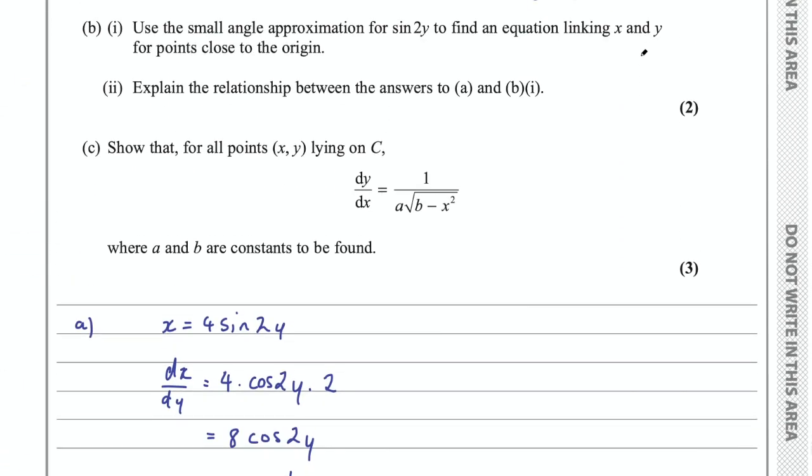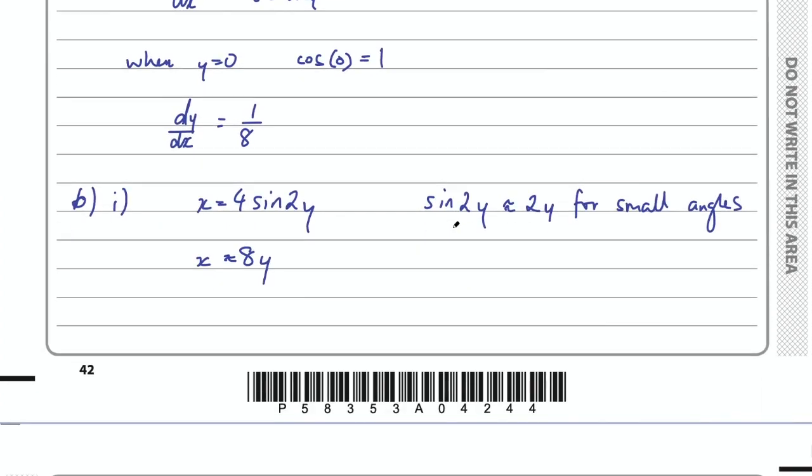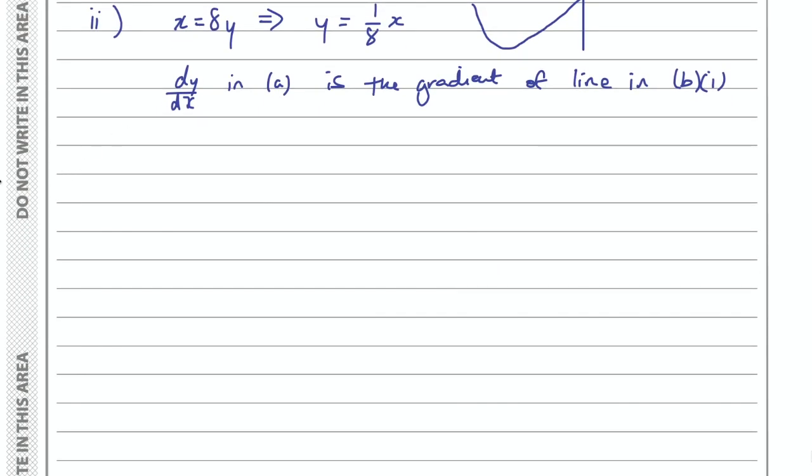And then part C says show that for all points x, y lying on C, dy on dx equals 1 over root of a take x squared, where a and b are constants to be found. I'm going to go through two methods for this question. One is more complicated, but it does not involve having to know the derivative of inverse sine or arc sine.